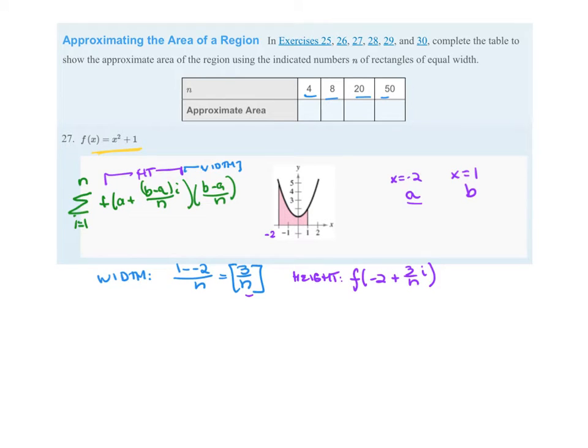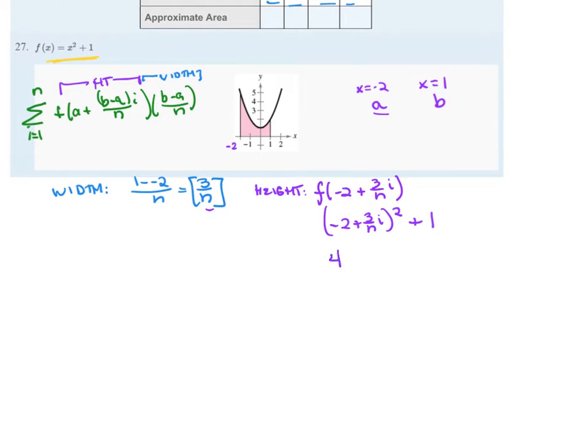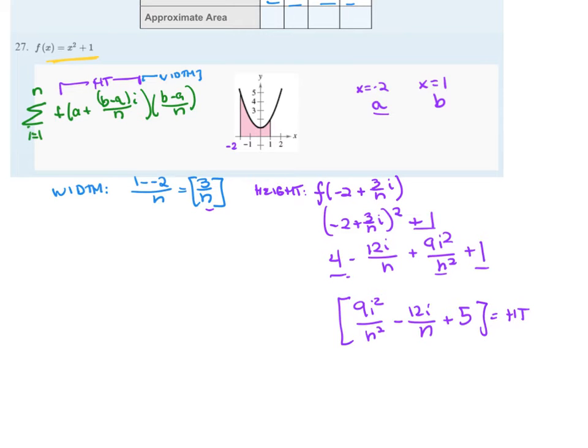So this is going to be x squared, so that's -2 plus 3 over n i, squared, and then don't forget the plus 1. So I'm going to simplify this. This is going to be 4 minus 3 times 2 is 6, and then we double that, so that's 12i over n, and then plus 9i squared over n squared, and don't forget the plus 1. So we'll simplify this a little bit more and then rewrite it. So I'm going to put 9i squared over n squared minus 12i over n, and 4 plus 1 is 5. And so this is our height.